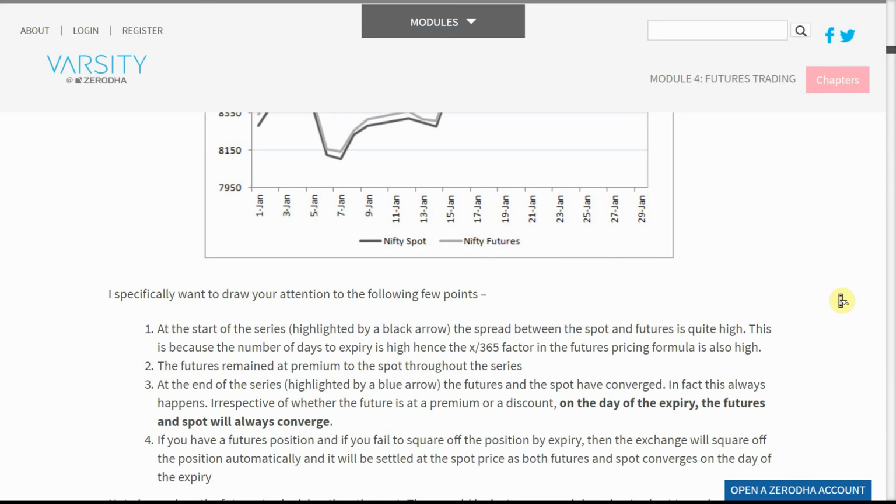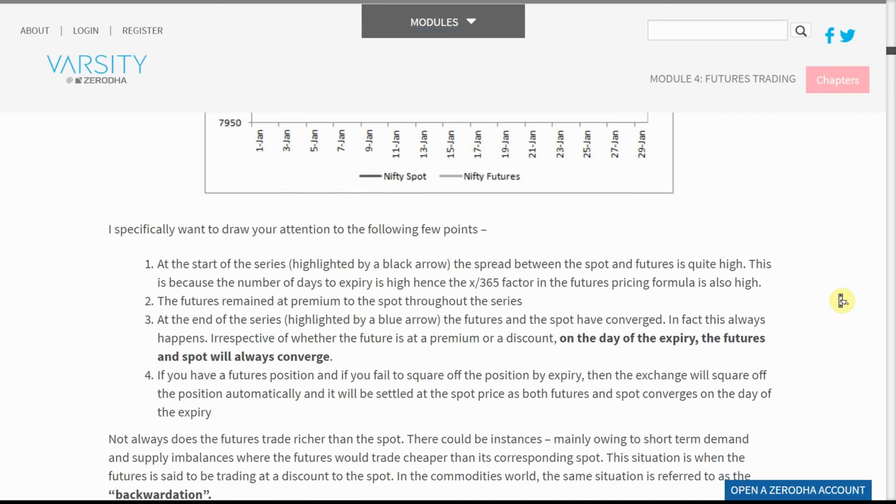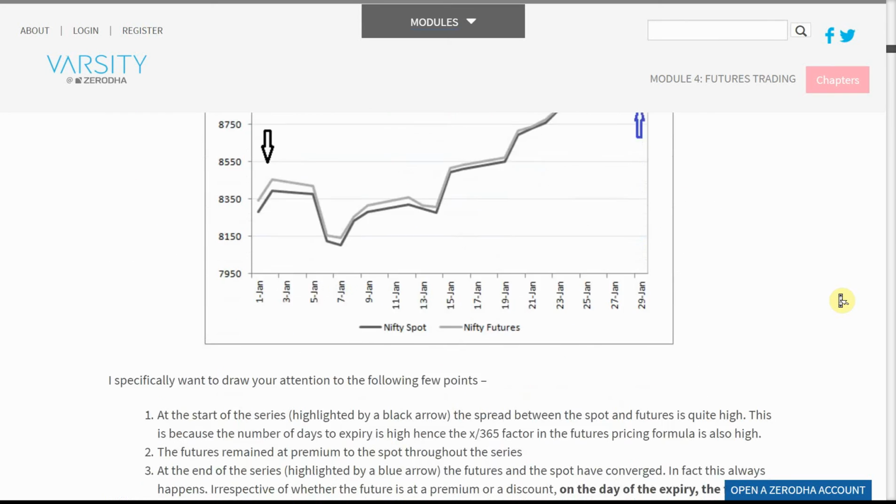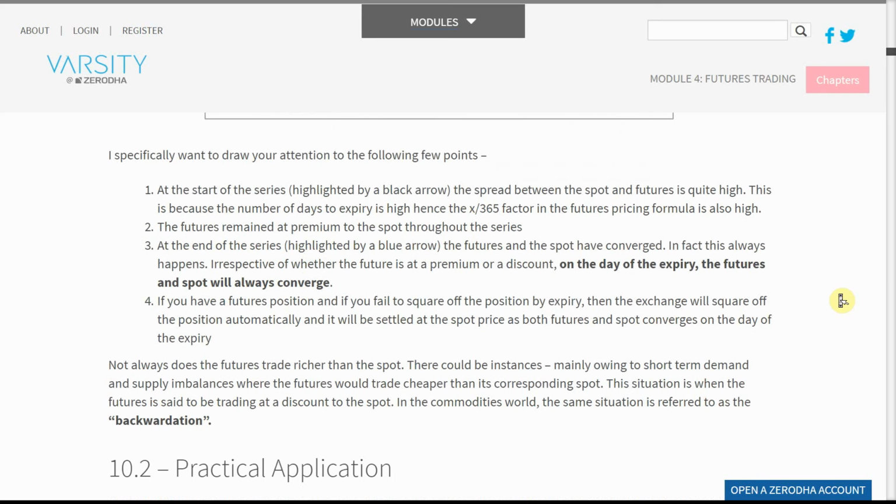At the end of the series, highlighted by a blue arrow, the futures and the spot have converged. In fact, this always happens, irrespective of whether the future is at a premium or a discount. On the day of the expiry, the futures and spot will always converge. If you have a futures position and you fail to square off the position by expiry, then the exchange will square off the position automatically and it will be settled at the spot price, as both futures and spot converge on the day of the expiry.